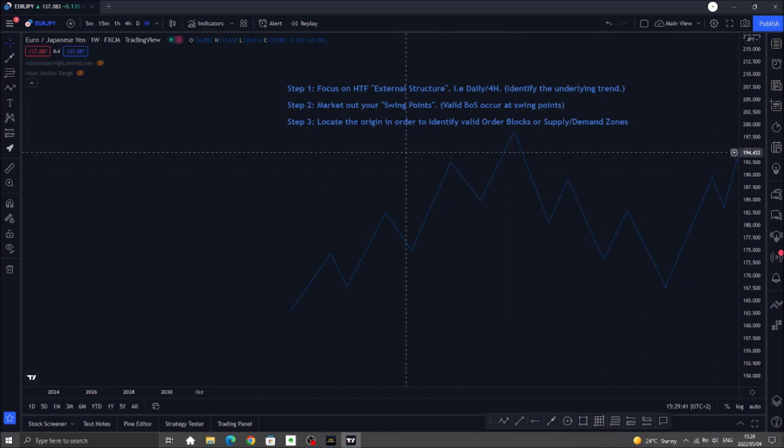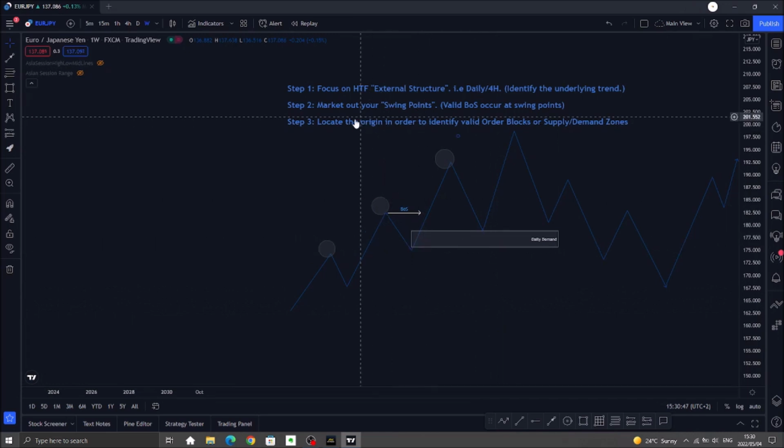And then finally, after you have marked out those swing points, you want to go ahead and locate the origin of the break of structure in order to identify your valid order blocks or your valid supply and demand zones. Because once you have identified your break of structure, you are able to locate your demand zone or your supply zone, your order block, and that's when you start building a case for entry, because now you've got a high value area of the chart that you want to look for, right?